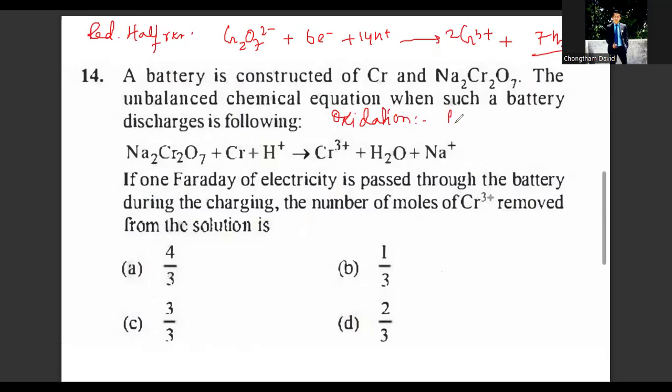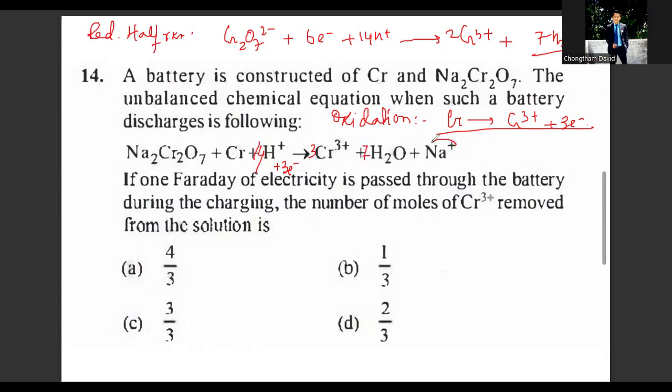Oxidation, okay, that is the losing of electrons. Chromium losing 3 electrons. So you can add these two equations. The overall redox reaction would be, yes, this given equation. So if I balance this equation, I would be getting 14 hydrogen ions and 3 electrons, 3 chromium to balance this, and 7, right?